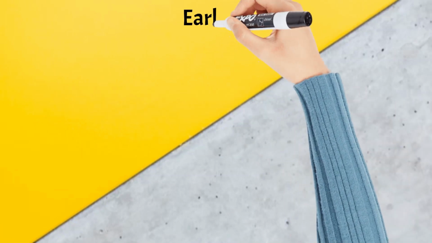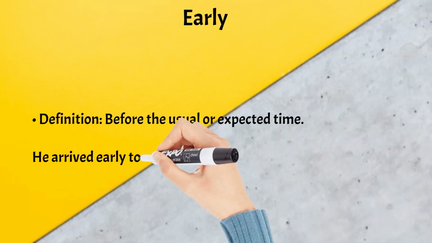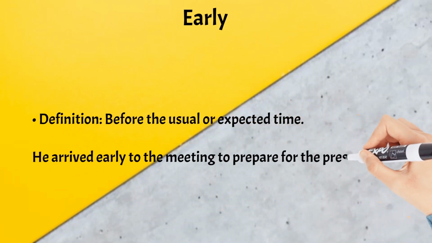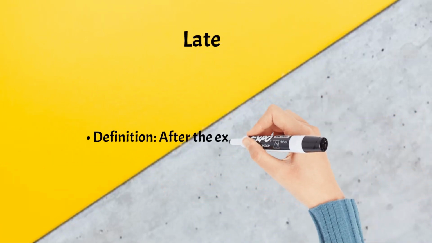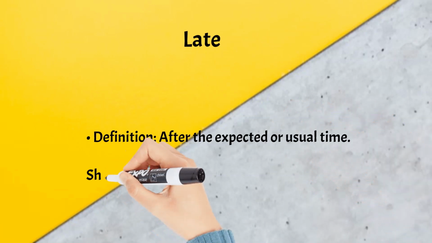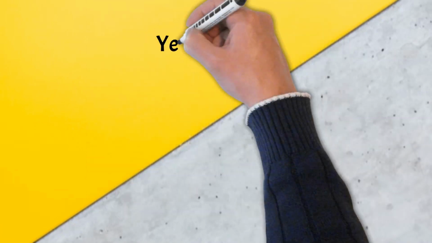Early. Definition: before the usual or expected time. Example: he arrived early to the meeting to prepare for the presentation. Late. Definition: after the expected or usual time. Example: she stayed up late studying for her exam.